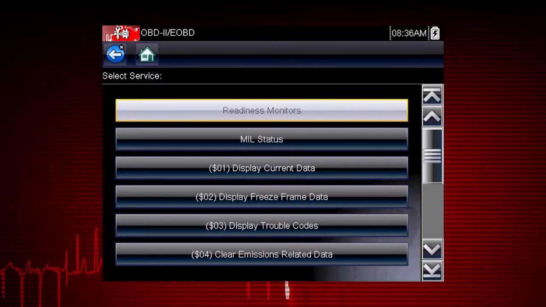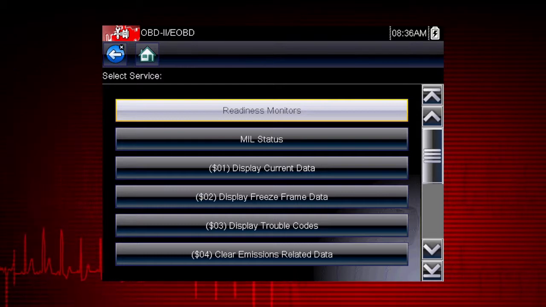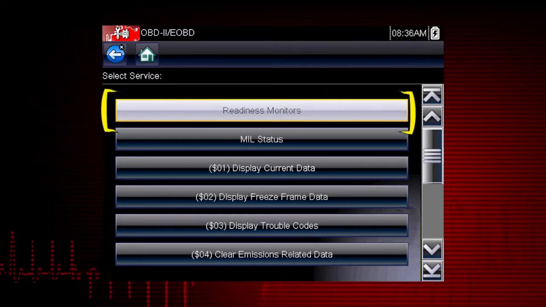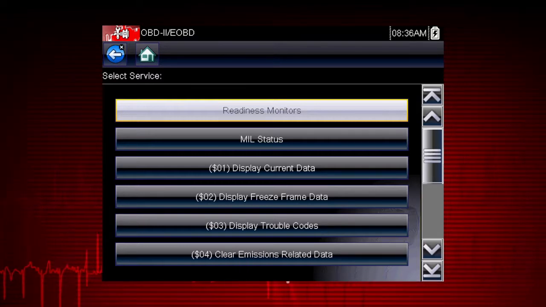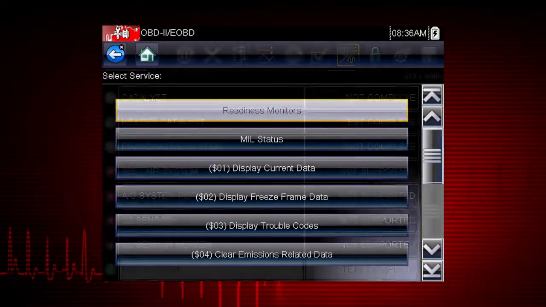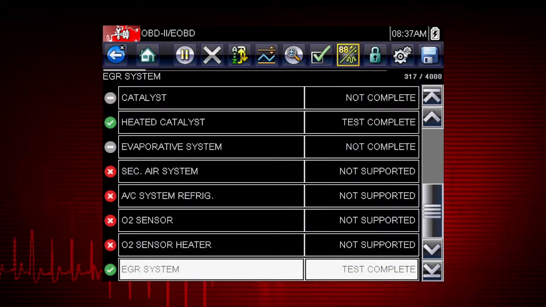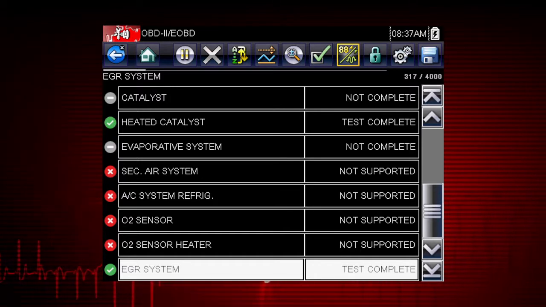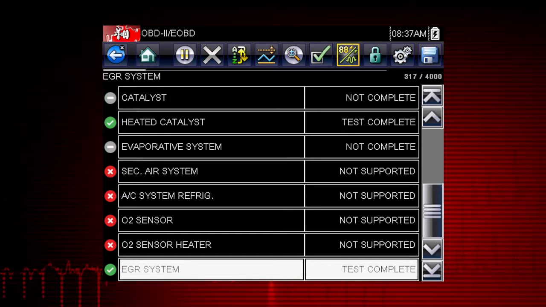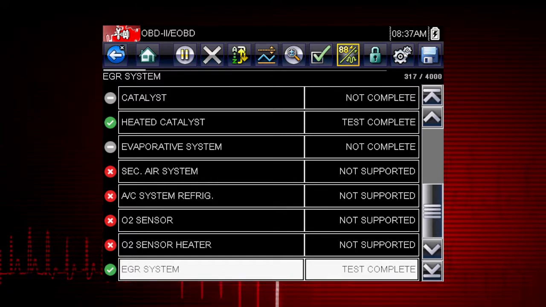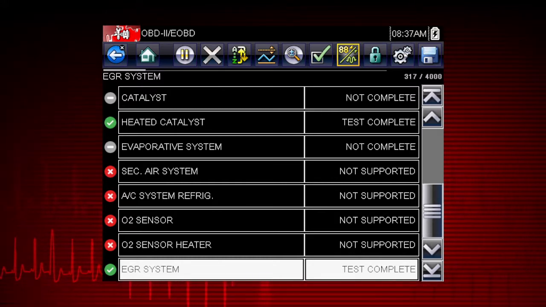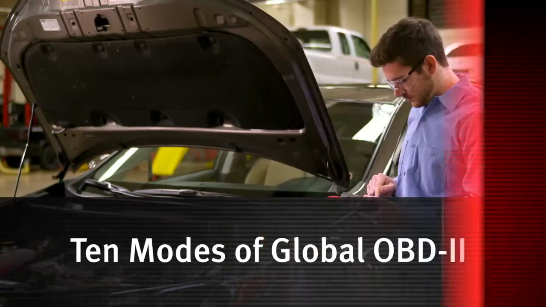Coverage includes all 10 modes of OBD-II and readiness monitors, which are very important when verifying emissions repairs. Readiness monitors provide a status report on emissions-related systems. Some monitor reports require an extensive drive cycle in order to complete the requirements of the test. Results are shown for each monitor, whether the monitor is supported by the vehicle and whether the drive cycle test is complete for each monitor. Critical monitor tests must be complete in order for the vehicle to be ready for an emission test.